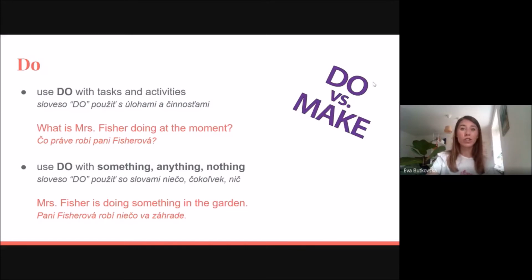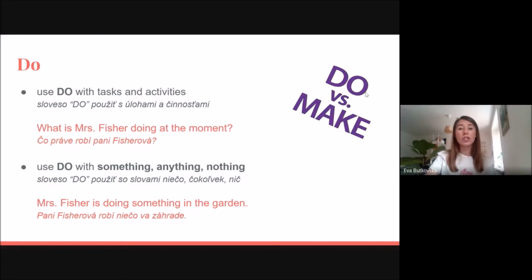Let's move on to verb do. I'm sure you all understand the word do, but do you properly understand? Do is a general verb, as you know, and it often talks about tasks, activities, or action itself. So what is Mr. Fisher doing at the moment? We are not talking about a particular task. We are just asking, what is she doing at the moment?